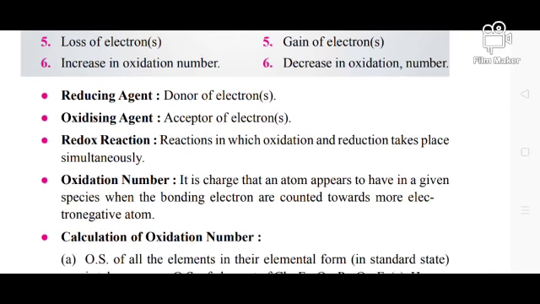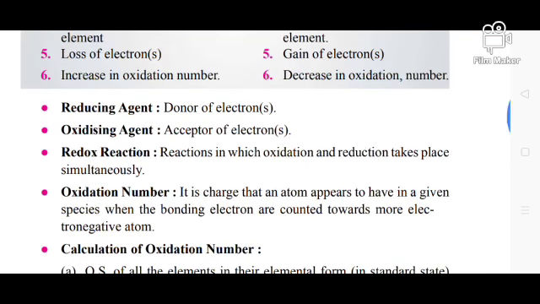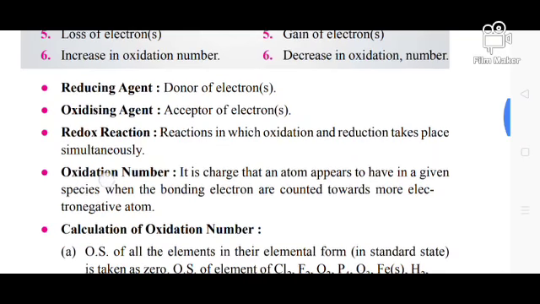So what is an oxidizing agent? When electrons are accepted by an element. So generally we can say the electronegative elements are the oxidizing agents, and electropositive elements are the reducing agents, or we can say the metal ions are generally reducing agents, and the non-metal ions are generally the oxidizing agents. Okay, so these are the basic differences between the reducing agent and the oxidizing agent.